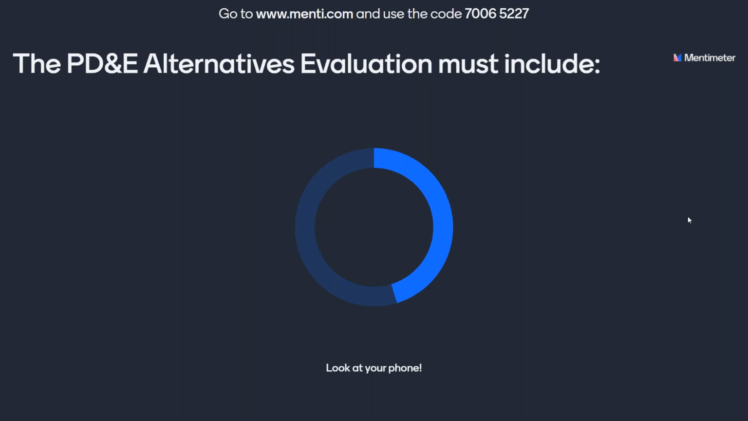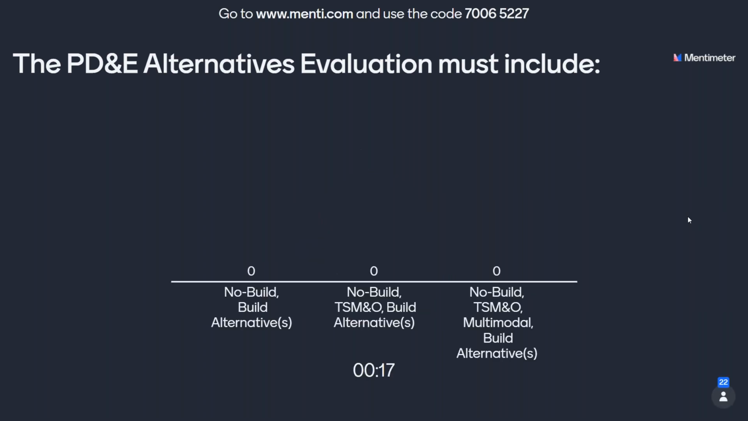The PD&E alternatives evaluation must include no build and build alternatives, no build TSM&O build alternatives, no build TSM&O multimodal and build alternatives. That's 7 seconds.